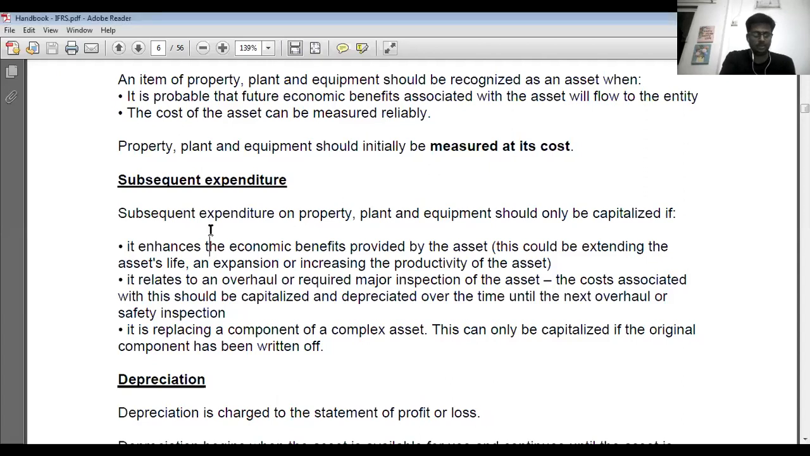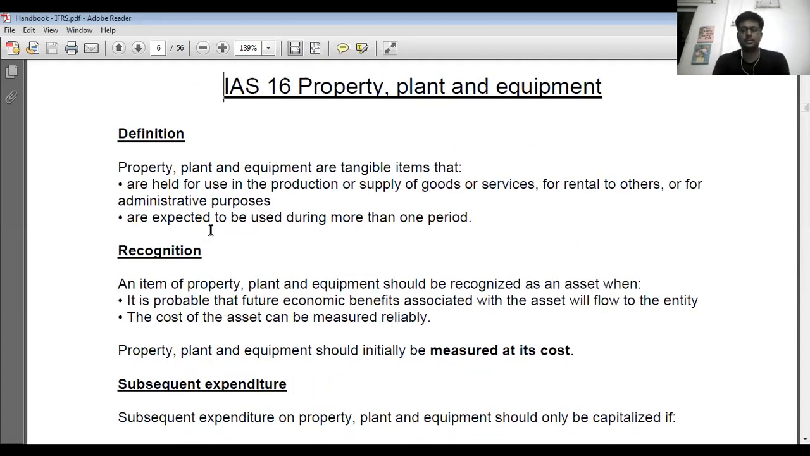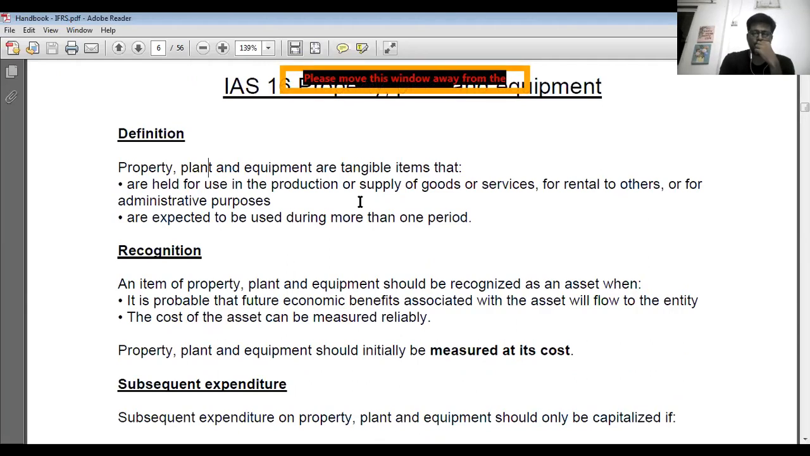Okay, so we started with the tangible non-current assets previously, and we discussed property, plant and equipment. Just a brief, quick revision about this. So what is property, plant and equipment? It is a tangible item which is held in the production or supply of goods or services, or for rental to others, or for admin purposes, and it has an expected life of more than 1 year, or we can say it is expected to be used during more than one period.